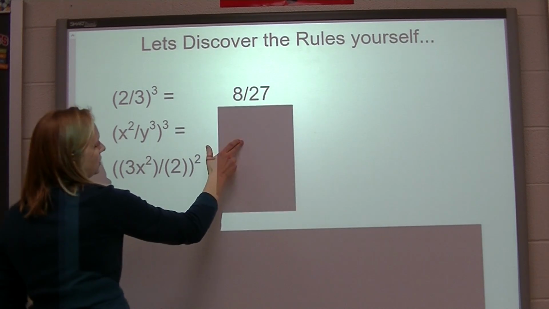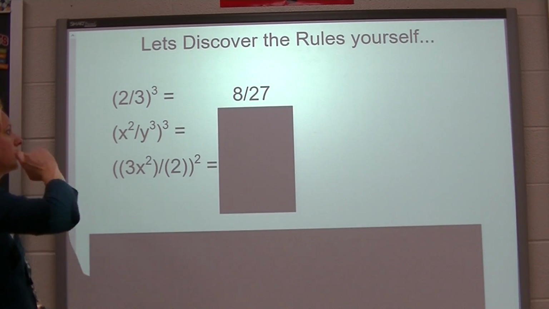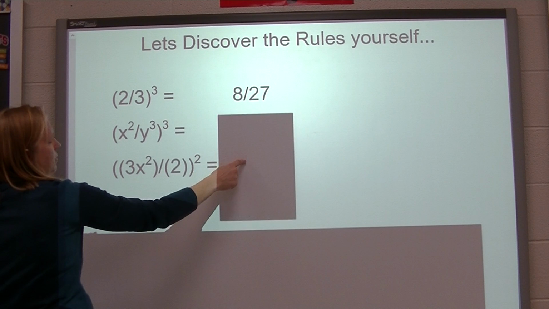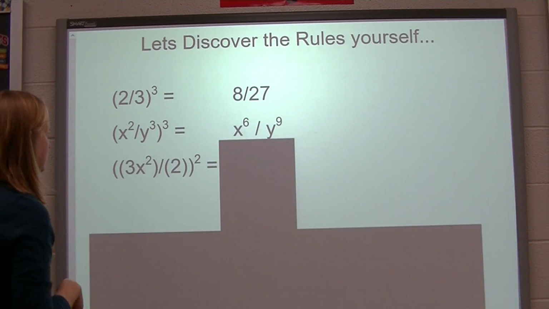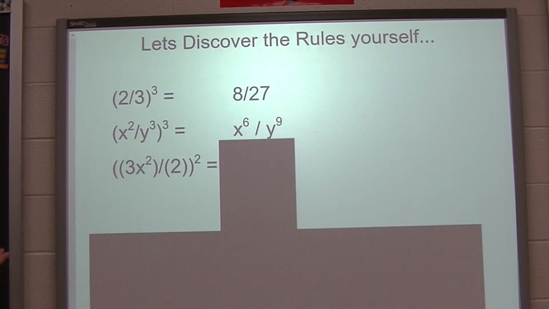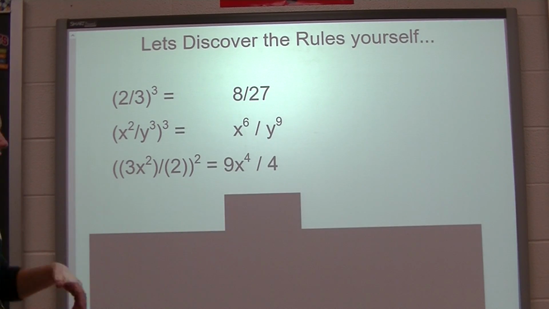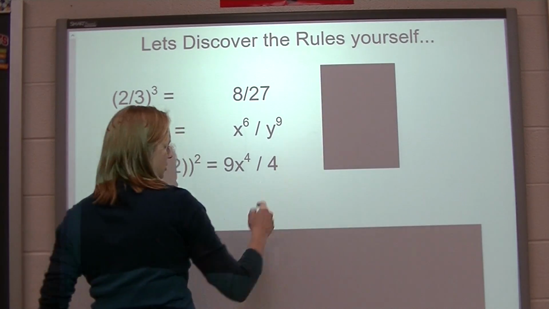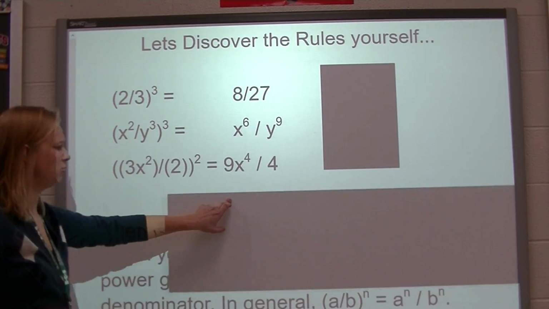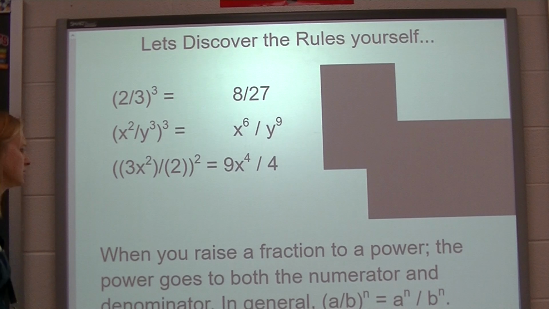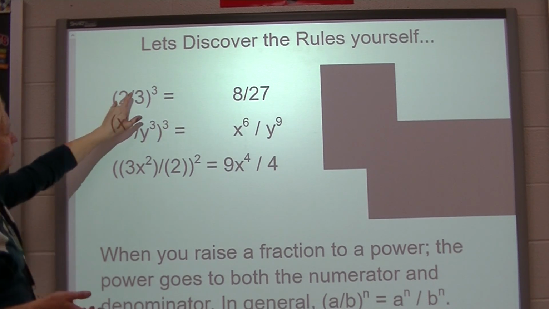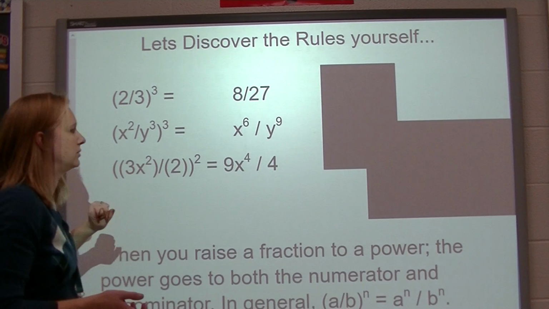So moving on to this one, again, discover the rules. 2/3 to the third is 8/27. X squared over y to the third, all raised to the third power, is x to the 6th, y to the 9th. And 3x squared divided by 2, all squared, is 9x to the 4th over 4. So, pause the video, discover the rule, and you should find this. When you raise a fraction to a power, the power goes to both the numerator and the denominator. And again, we're still using the other properties we've learned. So 2 cubed is 8, 3 cubed is 27.